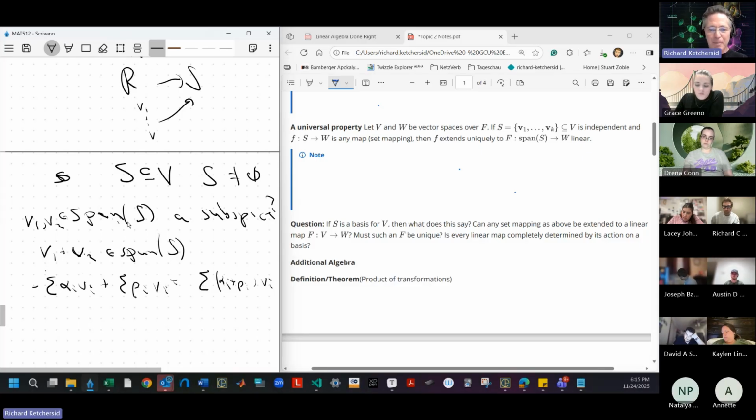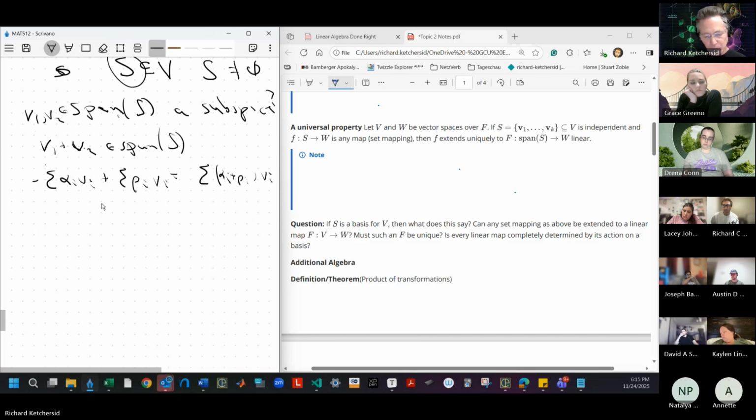Sure, 0 times something is in there, right? So it's in the span of S. Is there anything else I need to check? Like, is -1 times something in the span of S? Yeah, so it's closed, right? So it's a subspace, right? So this is sort of the way you generate subspaces, generally, by taking spans, right?